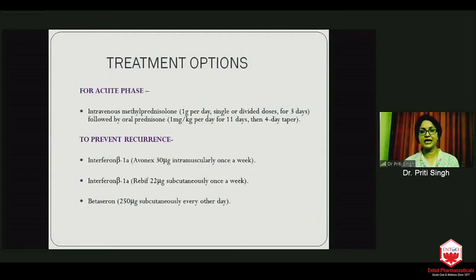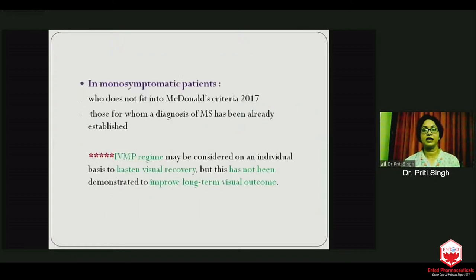So if MRI and CSF fulfill the McDonald's criteria, for acute phase, we can give intravenous methylprednisolone 1 gram per day in single or divided doses for 3 days, followed by oral prednisolone 1 milligram per kg per day for 11 days, and then fast tapering in 4 days. And to prevent second attack of MS, you can give any of these immunomodulator regimes, but better refer the patient to a neurologist.